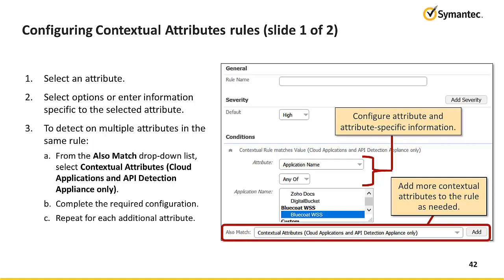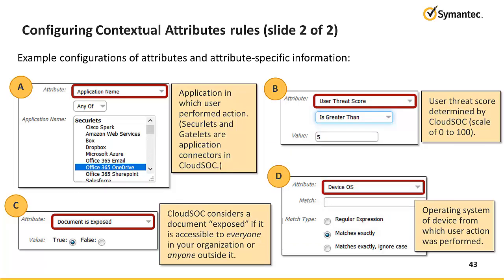This figure shows examples of configuration options that are available for contextual attribute detection rules. Example A shows the configuration for detecting on the application name provided by the integrated service. The drop-down list includes options for Symantec WSS and the various cloud applications that can be monitored by Symantec CloudSoc. Note that securelets and gatelets are types of connectors that CloudSoc uses to connect to the various cloud applications.